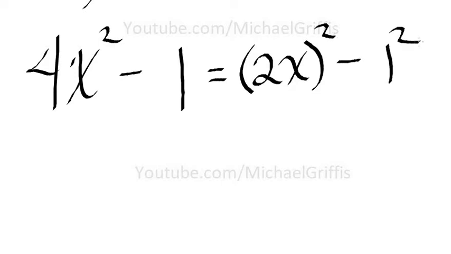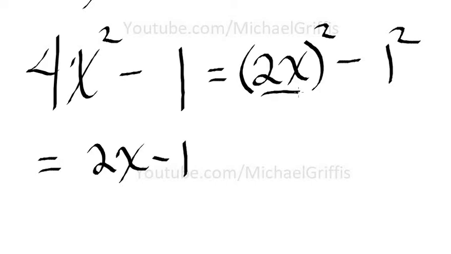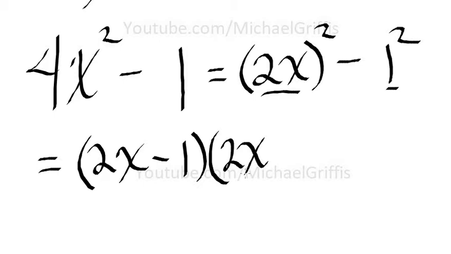So what do we have? We have the difference of two squares. And we did this in the previous video, or maybe a couple back, on factoring the difference of two squares. So it's going to be 2x minus 1, right? It's whatever this is, minus 1 times 2x plus 1. And that's now been completely factored.